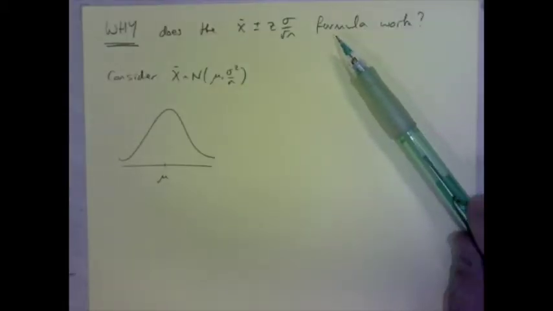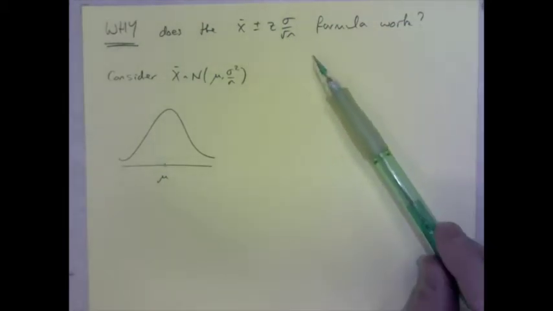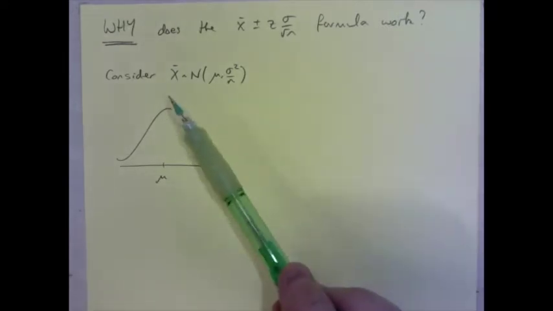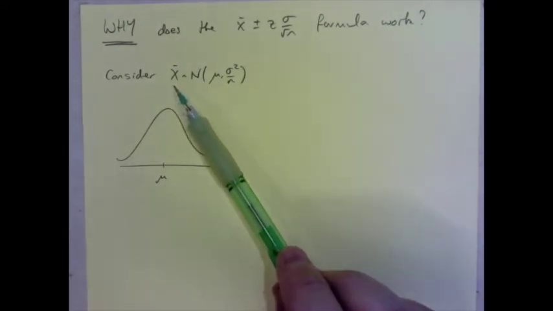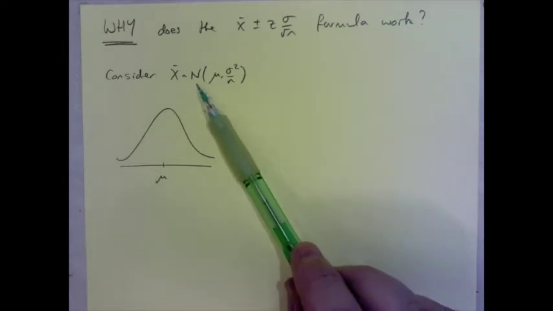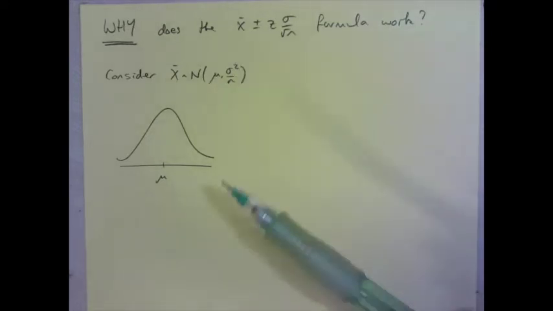Okay, let's move to the why. I want to have a look at why this formula is the structure that it is. And we're going to do that by starting off with the distribution of the sample mean. Now this is actually quite important. We're starting from the point that it's normally distributed, mean mu, variance sigma squared on n, as we've seen before.